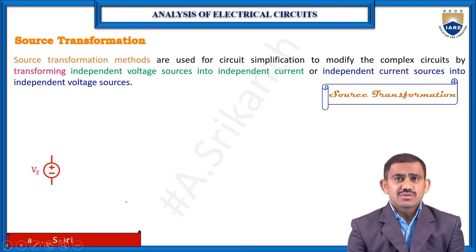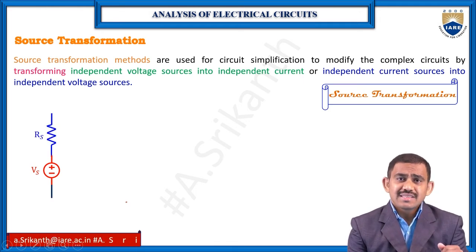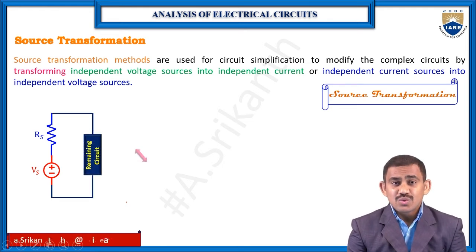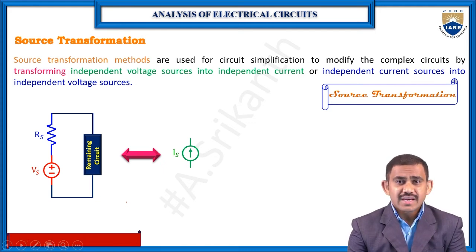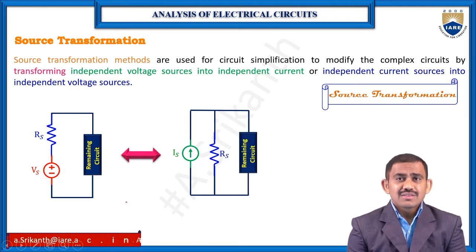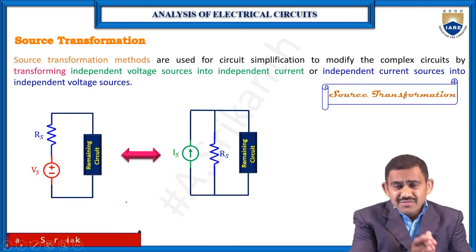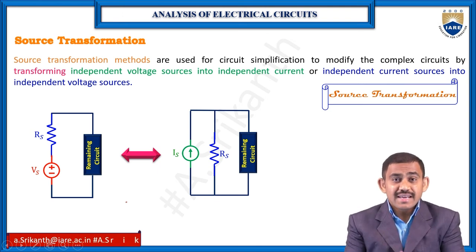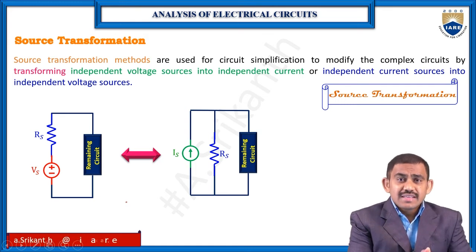Check it now. I have a voltage source in series with one resistor, and one load here. We can convert it to a current source in parallel with that resistor, and the load resistor is common, so the remaining circuit is common. A voltage source in series with a resistor can be converted to a current source in parallel with the same resistor. Otherwise, a current source in parallel with one resistor can be converted to a voltage source in series with that resistor.